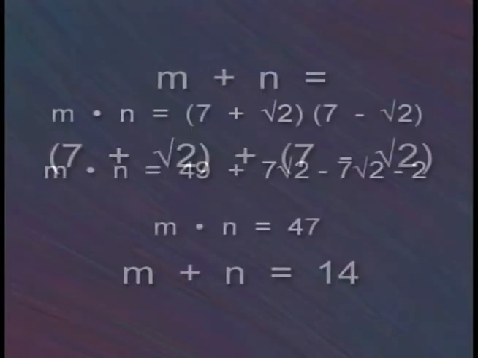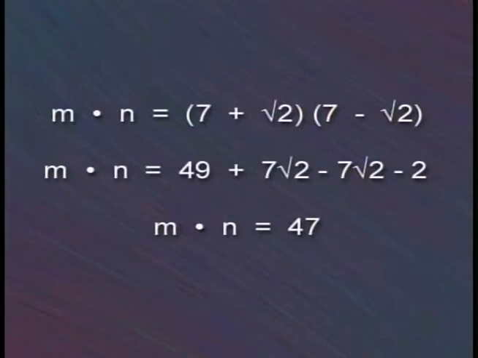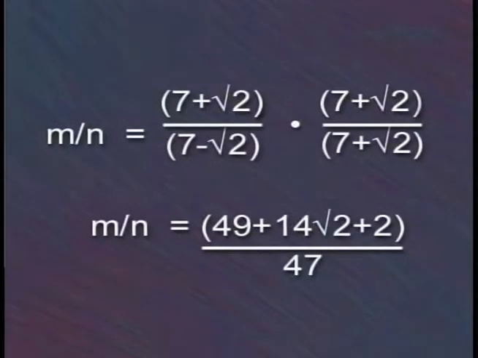Let's calculate the product m times n. Expanding this expression gives us 7 times 7, or 49. Now notice that the middle terms cancel, and the positive square root of 2 times the negative square root of 2 gives us a -2. The product mn has a value of 47, which is rational. So Roman numerals 1 and 2 work. This eliminates option G.